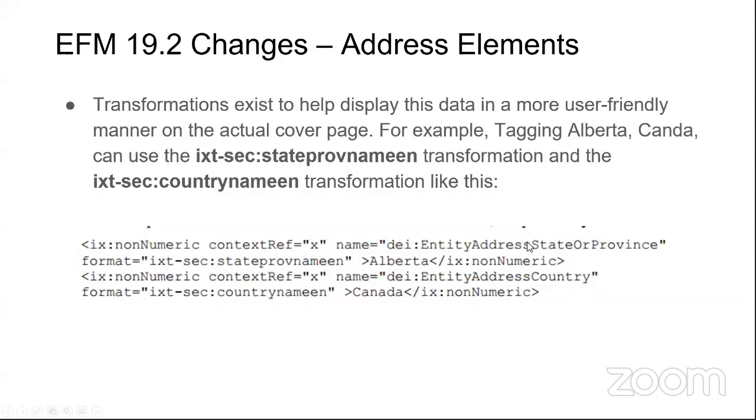And like I was saying before, these transformations can be used. So here is an example of what the actual code would look like to transform. For example, Alberta here, we have that wrapped in our non-numeric fact value for inline XBRL using this format value, which transforms it using this IXT SEC state province name English transformation. And that transforms Alberta into AB so that our element entity address state or province understands the value we're actually giving it. Similarly, Canada uses country name English to transform the value Canada into CA, so entity address country understands what we're talking about.